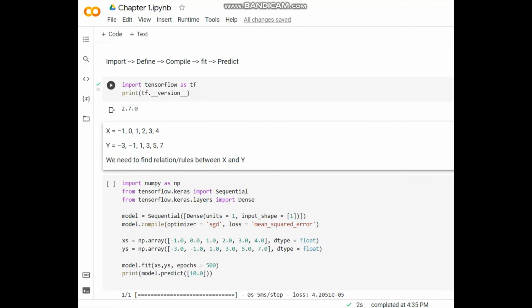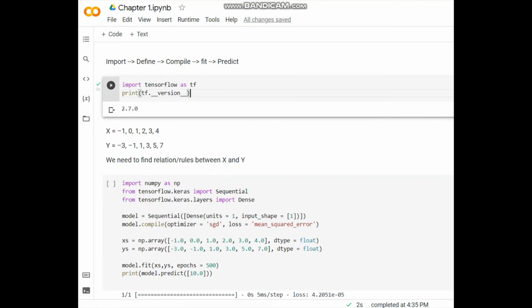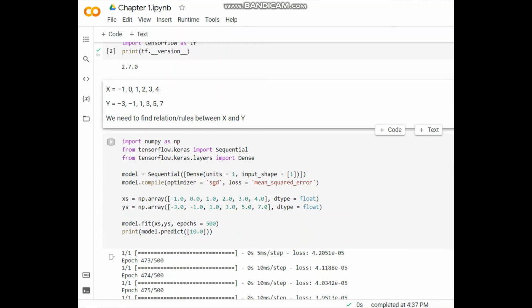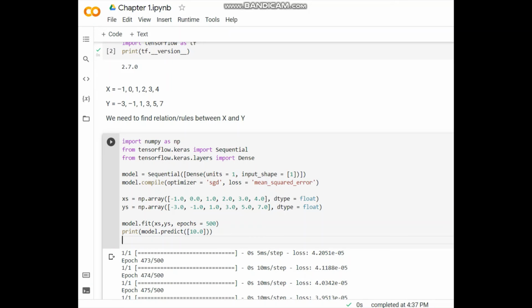Firstly, we import TensorFlow as tf, so we print the latest version, or which version we are using for TensorFlow. So here you can see we are using 2.7.0, that's available with Google Colab. Then we have the values for x and y, and we finally need to find the rules for x and y. As we have already seen this code before in the book, we'll just go through it and see what we get when we run the code.